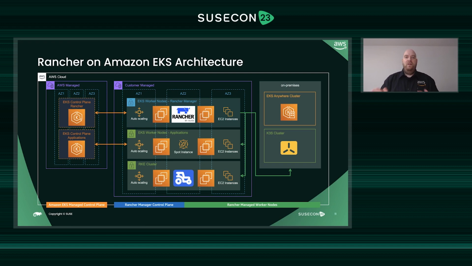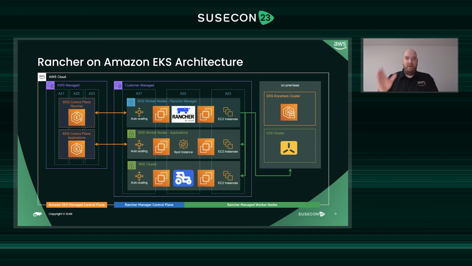When we take a look at the architectural diagram and we go to the left side, where we have the AWS managed VPC, you can see that every EKS cluster has its own control plane. It's a dedicated control plane just for that cluster. And every one of these control planes is spread across multiple availability zones.